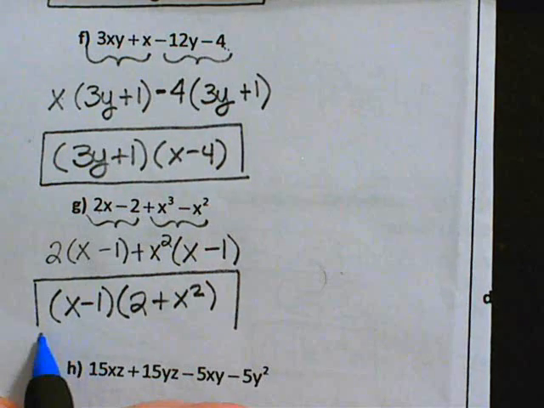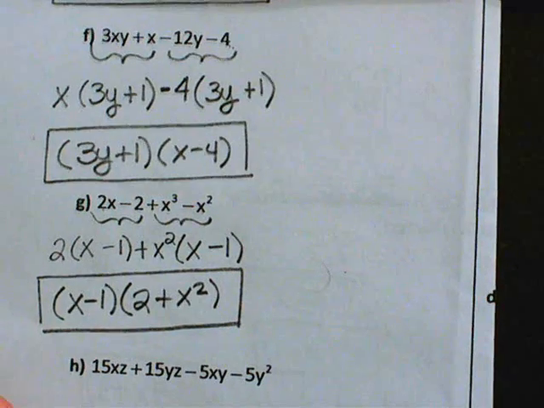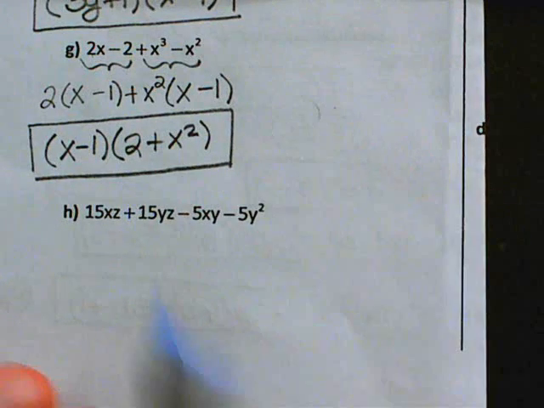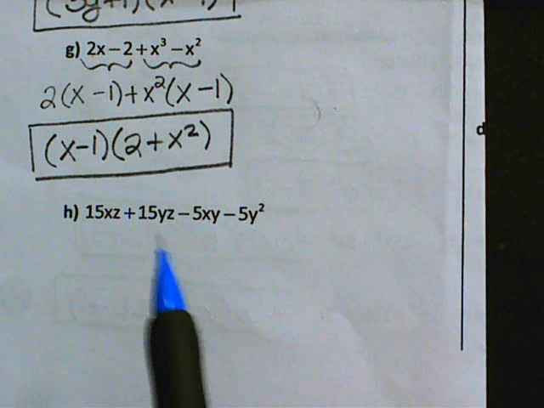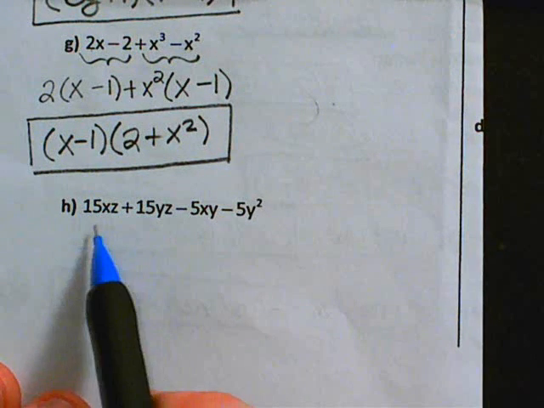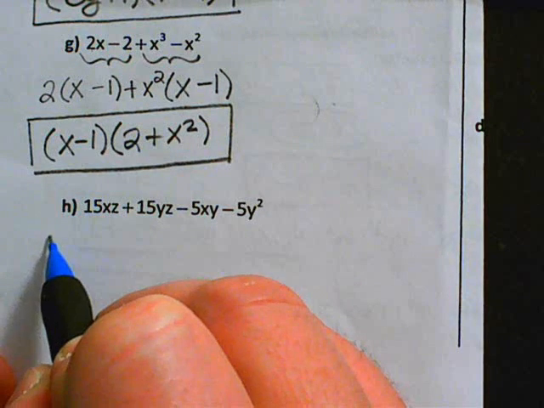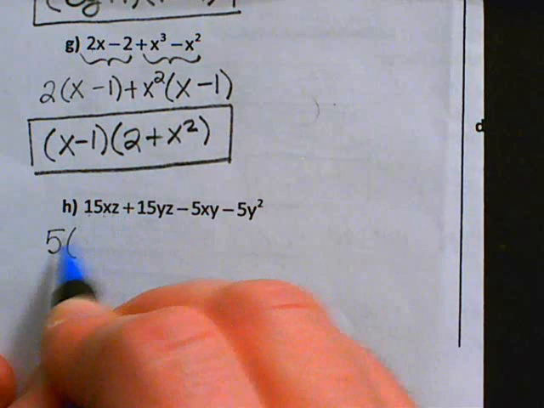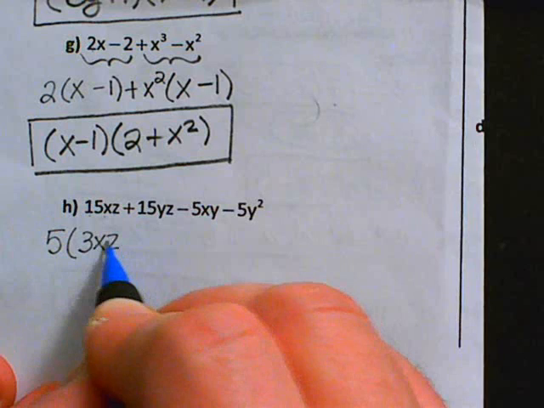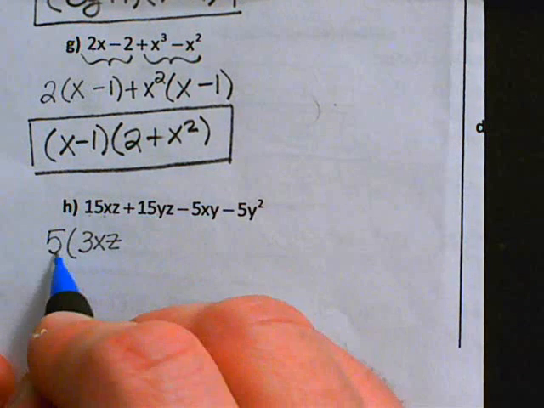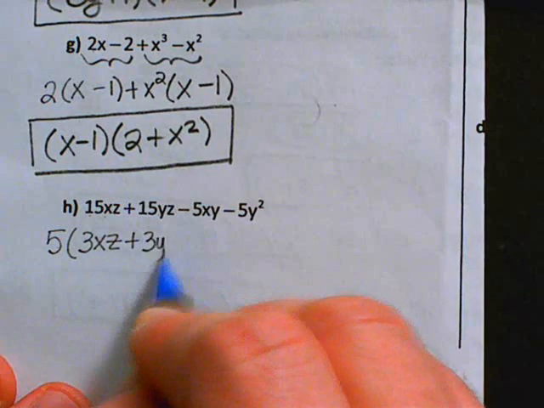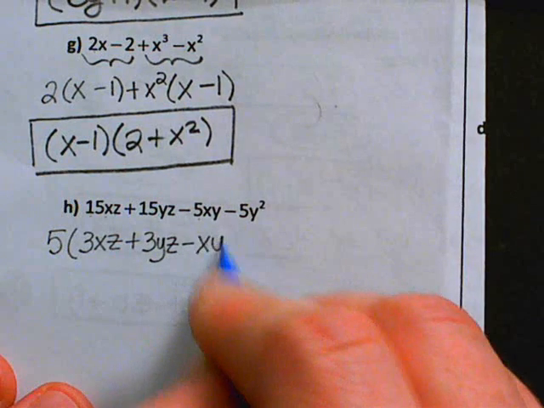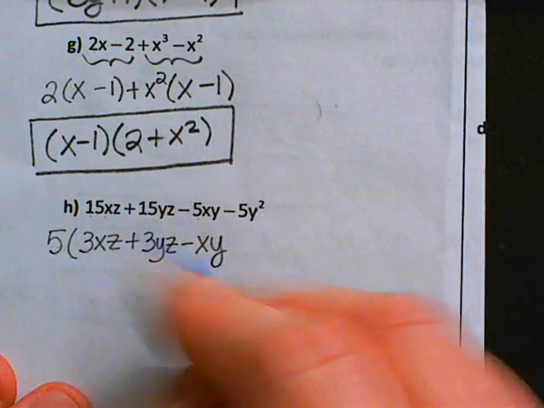Alright, here's the last example. Again, always ask yourself, what can I factor from all four terms? Well, in this case, we can actually factor something from all four terms, and what we can factor is a 5. 15xz divided by 5 is 3xz. 15yz divided by 5 is 3yz. Negative 5xy divided by 5 is negative xy. And negative 5y squared divided by 5 is negative y squared. So I was able to factor out a 5.